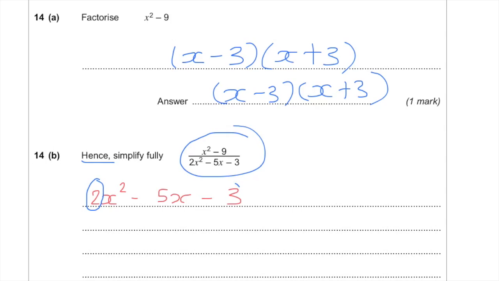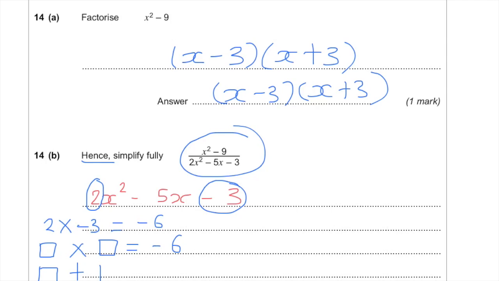I'm going to multiply the 2 by the minus 3, which gives us a value of minus 6. We now need to find two numbers that multiply together to give us minus 6, and which also add together to give us this value in the centre here, minus 5. Now, there's only one combination of numbers that will do that, and it is negative 6 add positive 1, negative 6 multiplied by positive 1.